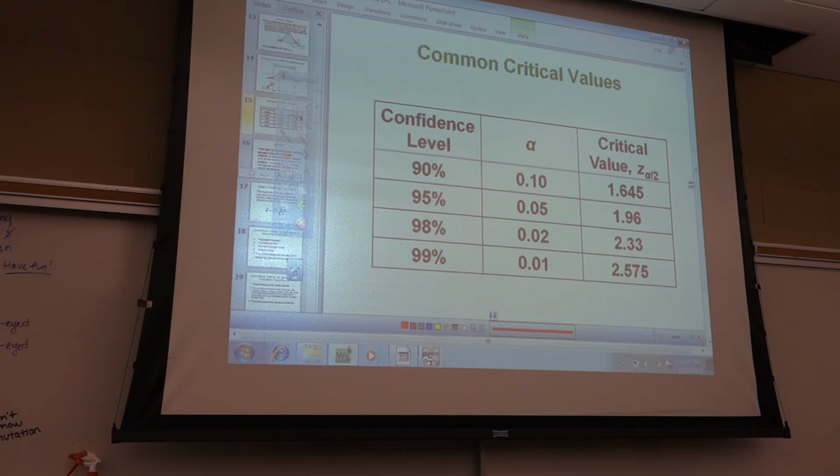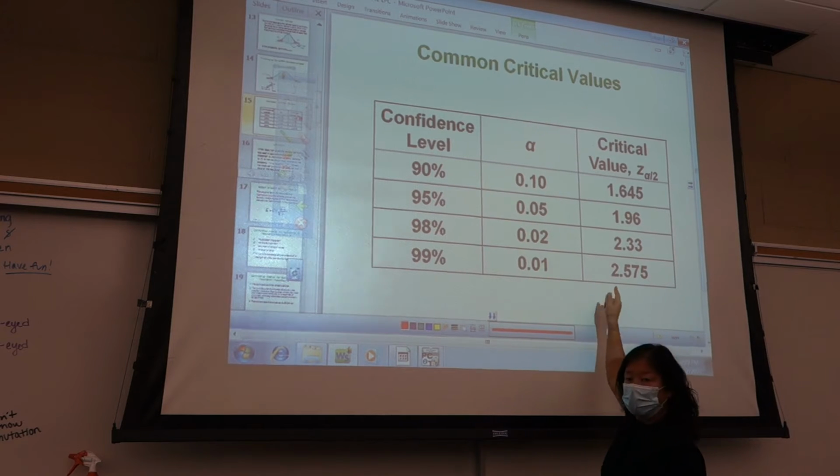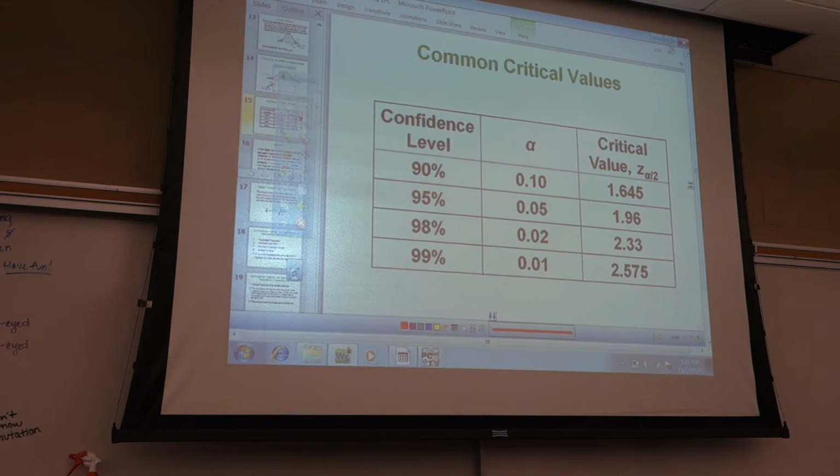Good. If I had a 99% confidence interval, what would be my alpha? 1%. Good. Make sure you folks are right on top of this because this is not hard, but if you don't get it, it's going to be big trouble, especially when we get to chapter 8. And my critical value will be what? 2.575. You might need to round this for the homeworks. I can't remember. We'll take a look at that later on.